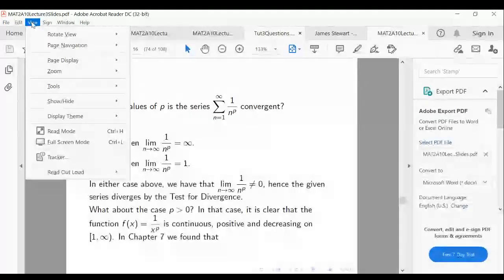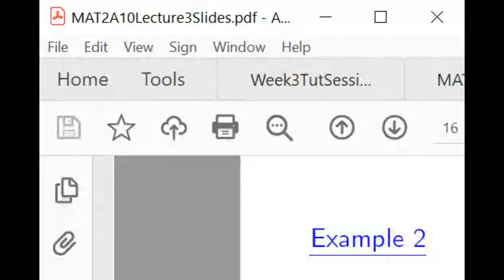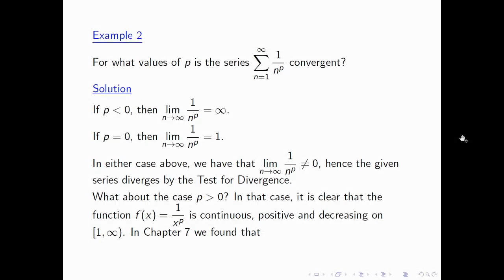Okay. Now I'm going to share. Okay, so there we go. So that's example 2 from this week's lecture. Okay, it's the last example we did before we stopped in yesterday's lecture. Okay, so now you should be able to see it.